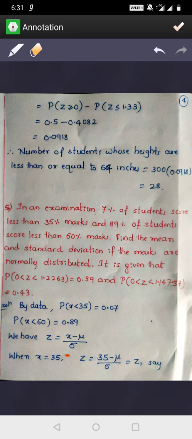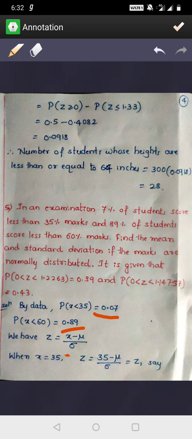So in this, we are asked to find the mean and standard deviation. We are given the normal distribution of marks. So by the data, probability of x less than 35 marks, the number of students who score less than 35 marks, will be 7%, meaning 0.07, and probability of x less than 60, the number of students who score less than 60, will be 89%, meaning 0.89.